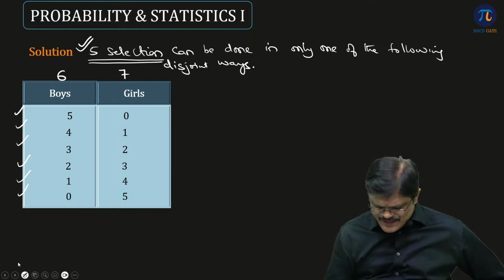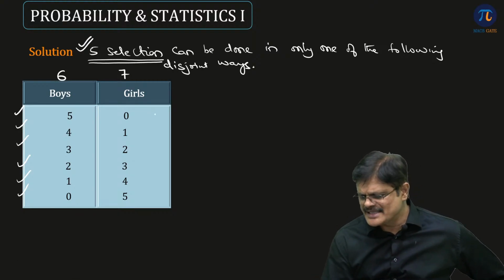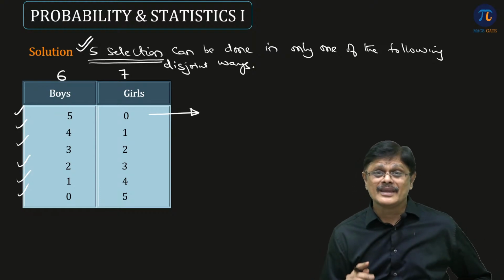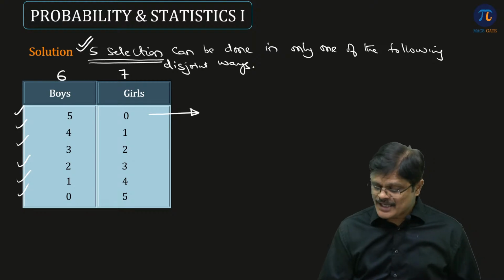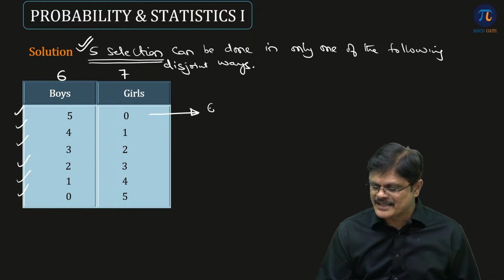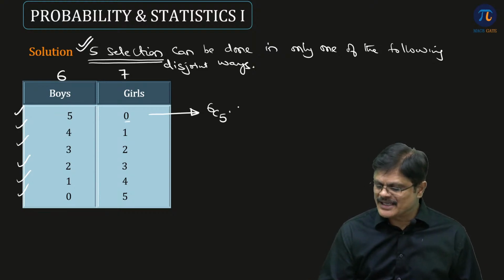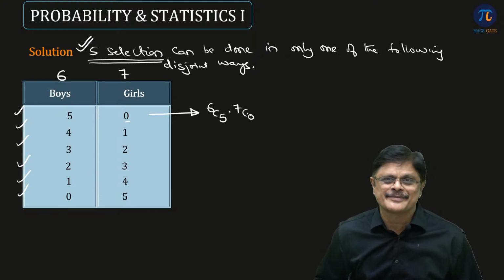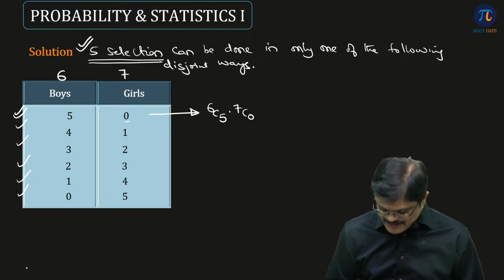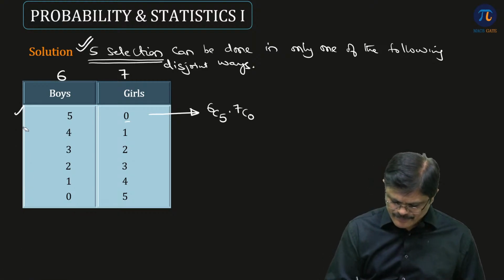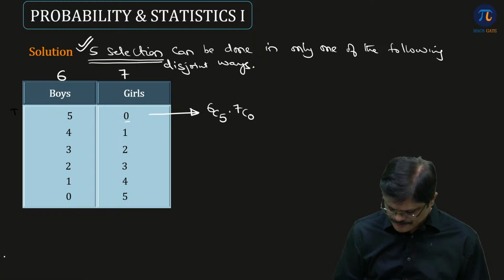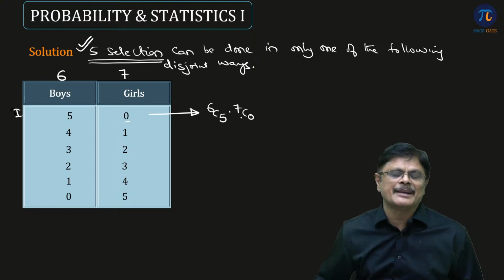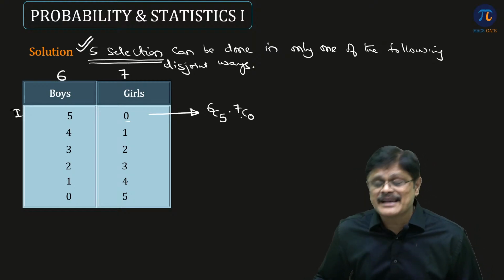Now let us see each of them. How can you make this selection? Here clearly selecting 5 out of 6 boys. How can you select 5 out of 6 boys? 6C5 ways, followed by 0 out of 7 girls, which can be done in 7C0 ways. So the first type of selection can be done in 6C5 into 7C0 ways.